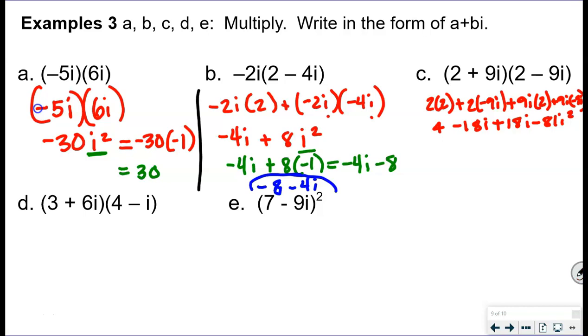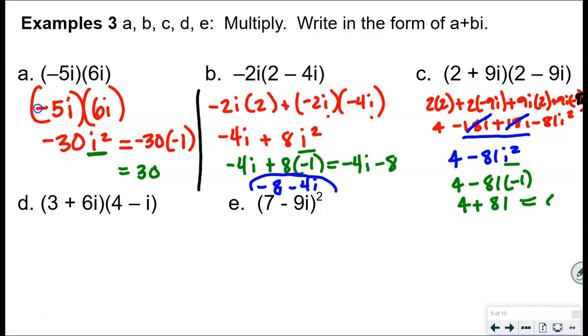So let me see if I can make this a little clearer. 9i, okay? So, again, notice we've got some like terms here, okay? We've got some like terms right here, and they actually cancel each other out, don't they? So we are left with a 4. And then minus 81i squared. Remember, we're going to change that i squared, right? Anytime we see that i squared, we're going to change it to a negative 1. So this is going to be 4 minus 81 times a negative 1. So isn't that going to be 4 plus 81, y'all? So our answer is actually going to be 85.